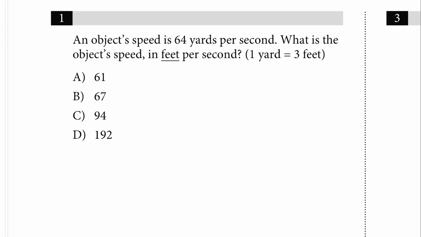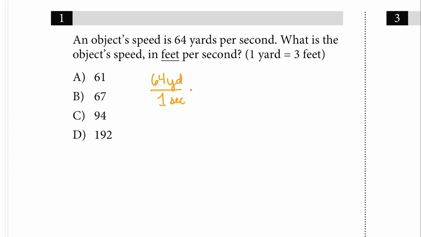An object's speed is 64 yards per second. What is the object's speed in feet per second? This is called conversions or dimensional analysis. So we're starting out with 64 yards in 1 second. And what we have to do is take our conversions and get to feet per second.